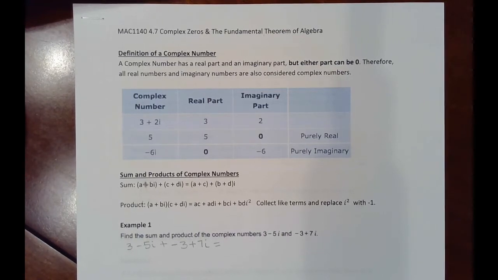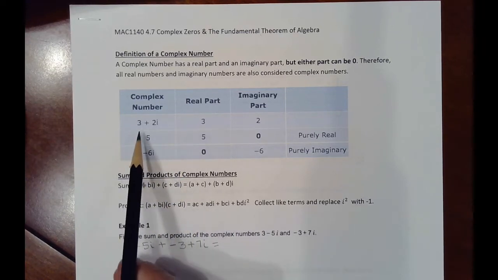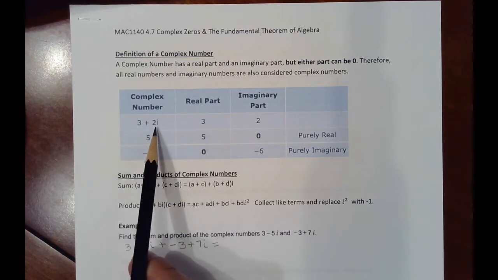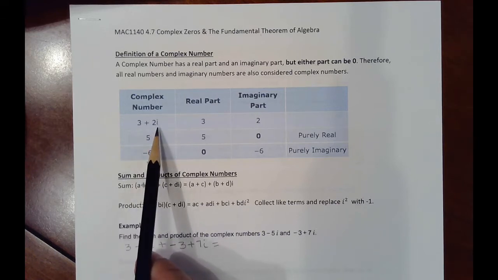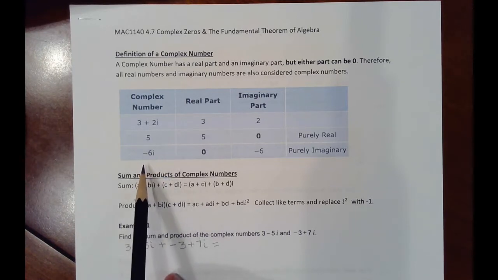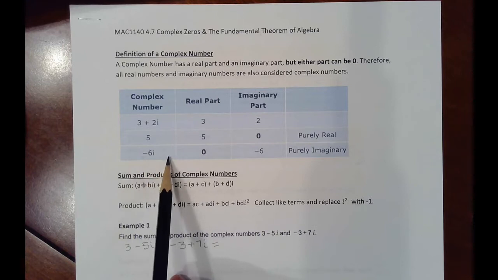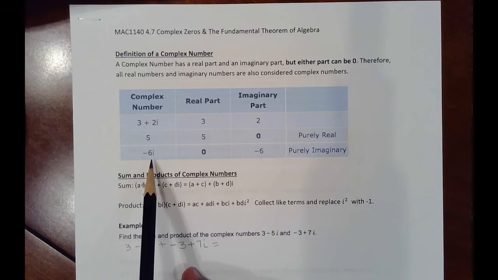Okay, so let's get started with just a little review of what a complex number is. A complex number is part real and part imaginary, but any complex number may have the real portion being 0 or the imaginary portion being 0. So you can have a complex number that is just all real, in other words, the imaginary portion is 0, or you can have a complex number that is purely imaginary and the real portion is 0. So all three of these classify as complex numbers.